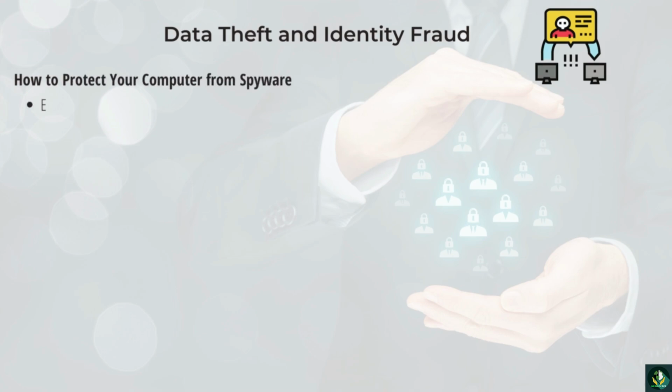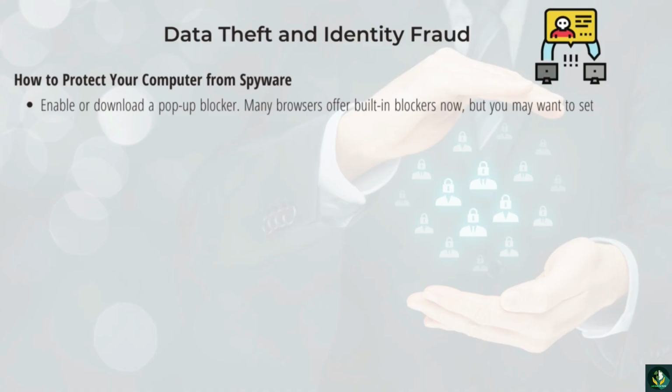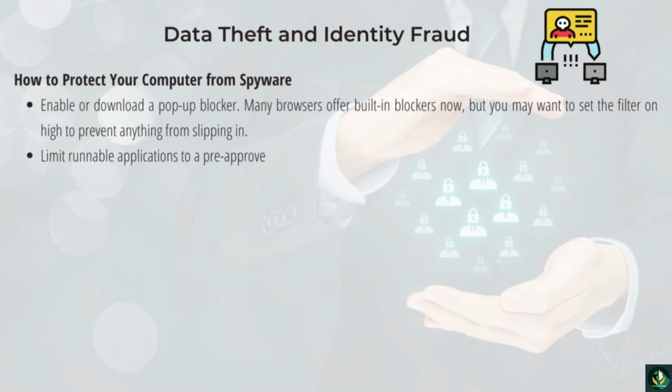How to protect your computer from spyware. 1. Enable or download a pop-up blocker. Many browsers offer built-in blockers now, but you may want to set the filter on high to prevent anything from slipping in. 2. Limit runnable applications to a pre-approved allow list.